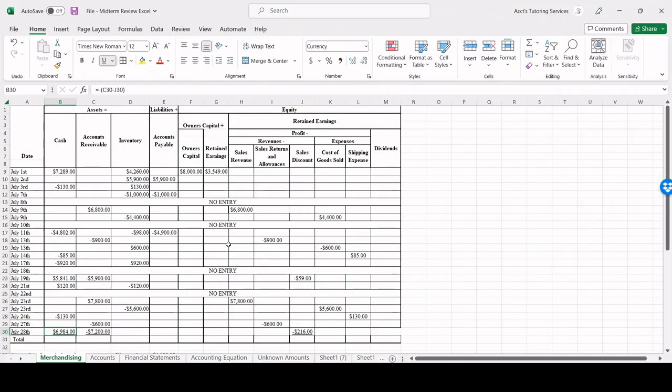So we're done all the questions now. Let's calculate the ending balances. So I'll do the cash one for you. Then I want you guys to pause and do the rest, and then we could have a look at it. So to do cash, I'm going to do 7,289 plus negative 130 plus negative 4,802 plus negative 85 plus negative 920 plus 5,841 plus 120 plus negative 130 plus 6,984. So that's how we get the balance. I want you guys to do the rest of it and then resume the video and take it up.